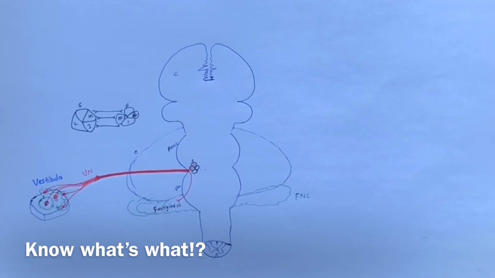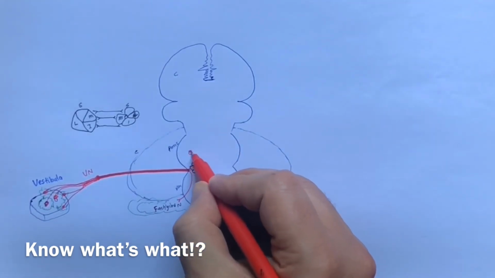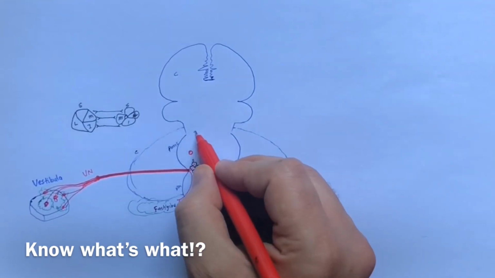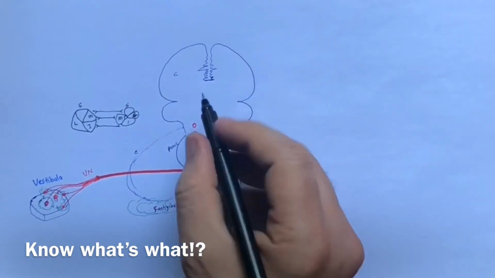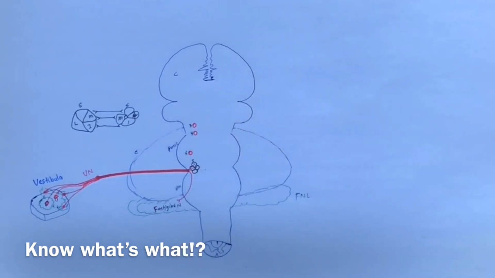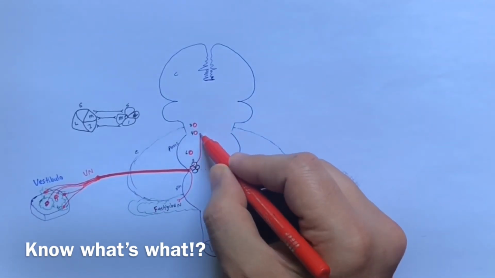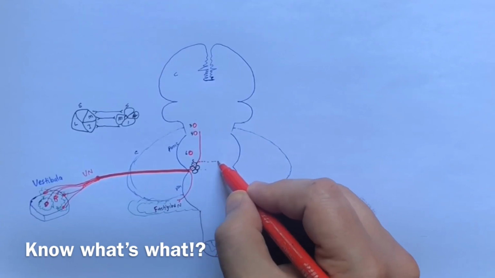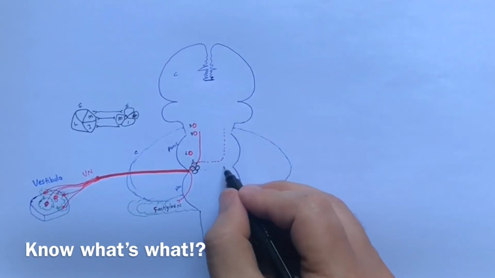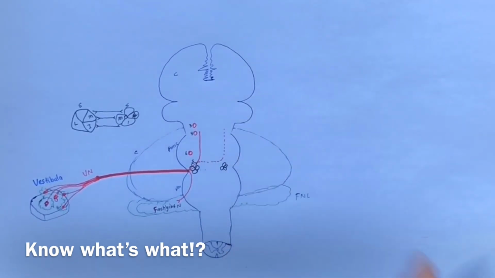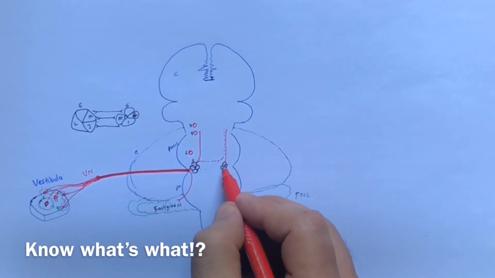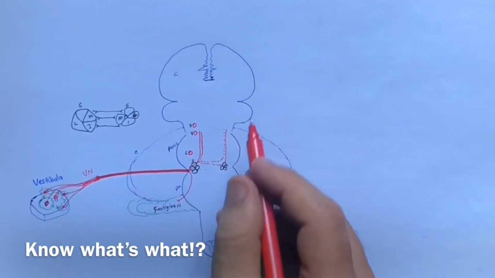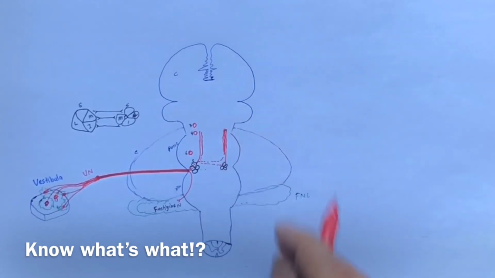So here are the other three nuclei, the sixth cranial nerve nucleus, the fourth cranial nerve nucleus, and the third cranial nerve nucleus. Now, the fibers from the vestibular nuclei will go up ipsilateral as well as contralateral on this side as well as here. The same is for this nucleus. And these fibers going up will make the medial longitudinal fasciculus.